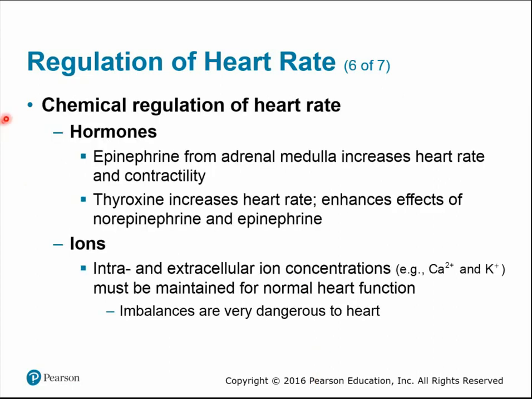So some chemical regulation of heart rate include things like hormones, like we just mentioned, epinephrine from the adrenal medulla, the sympathetic nervous system, can increase heart rate and contractility. Also, thyroxine, the thyroid hormone, can increase heart rate and enhance the effects of this epinephrine. Some ions can help regulate heart rate, so things like calcium and potassium, sodium, all have to be maintained within those normal homeostatic ranges, because any type of imbalance when we deal with heart muscle can be very dangerous.